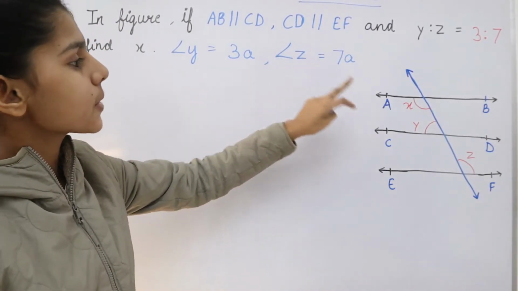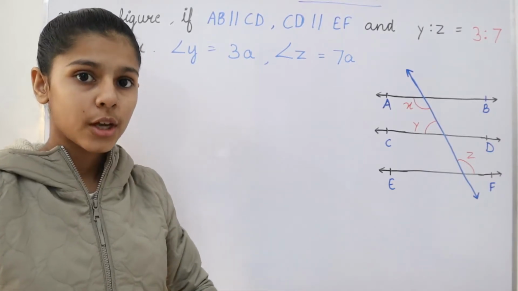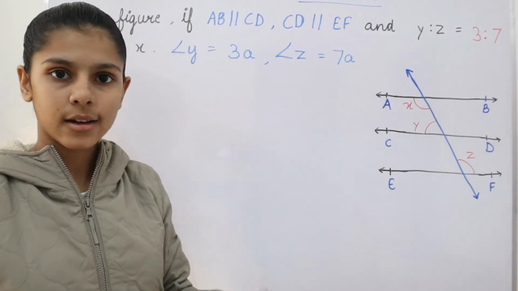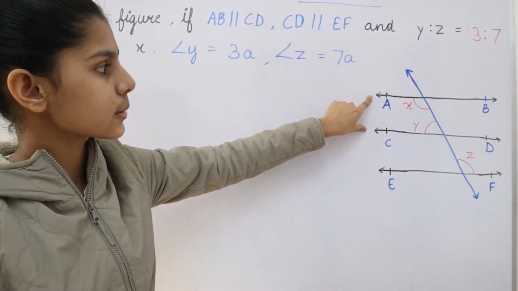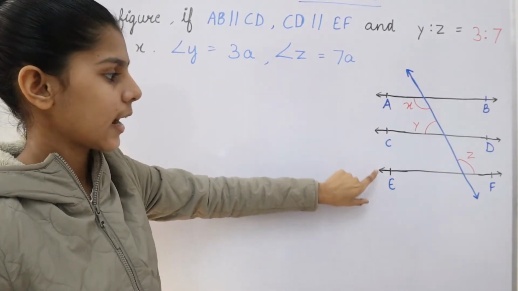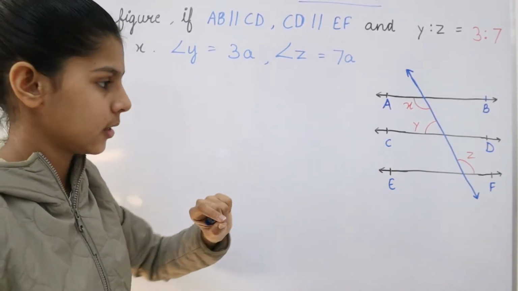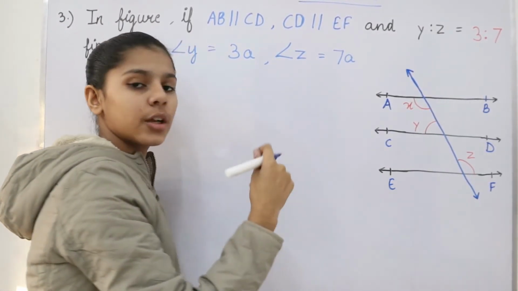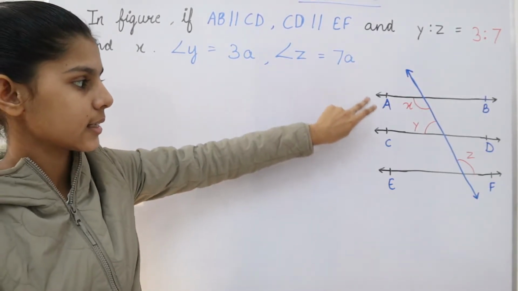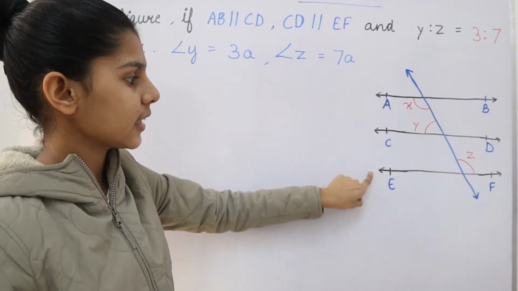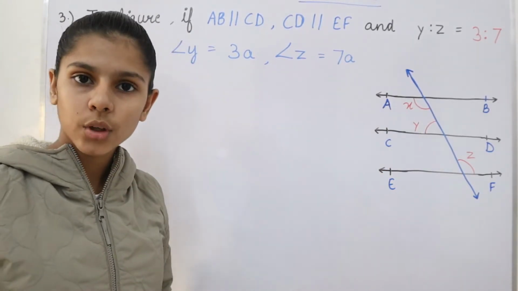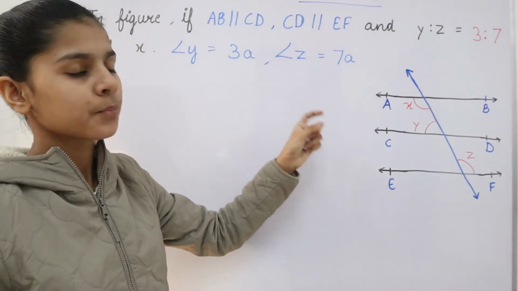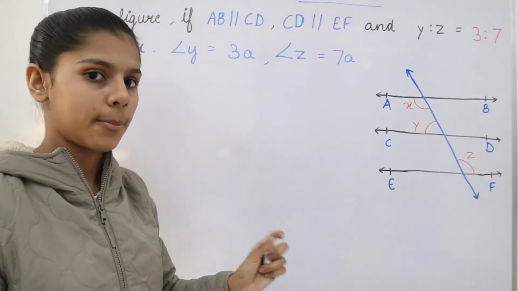Now, it is said that AB is parallel to CD and CD is parallel to EF. So we have discussed just now the rule that lines parallel to a single line are parallel to each other. AB is parallel to the middle one, which is CD, and EF is also parallel to this middle line. So AB and EF will be also parallel because these both lines are parallel to CD. The rule through which we derive this is that lines which are parallel to a single line are parallel to each other.